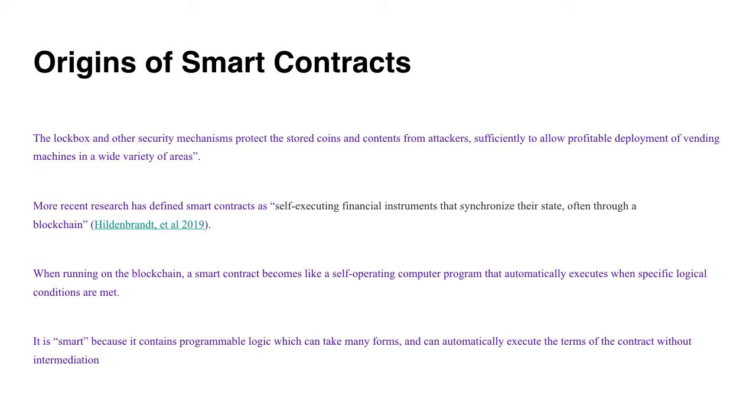Right? So, most recent research has defined smart contracts as self-executing financial instruments that synchronize their state, often through the blockchain. When running on a blockchain, a smart contract becomes something like a self-operating computer program that automatically executes when specific logical conditions are met. It is smart because it contains programmable logic, which can take many different forms and can automatically execute the terms of the contract without intermediation.